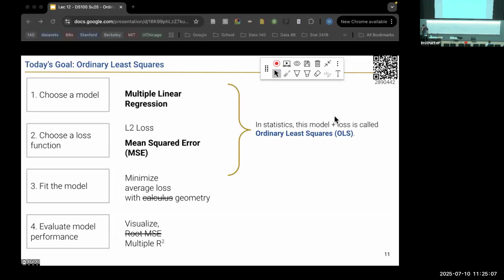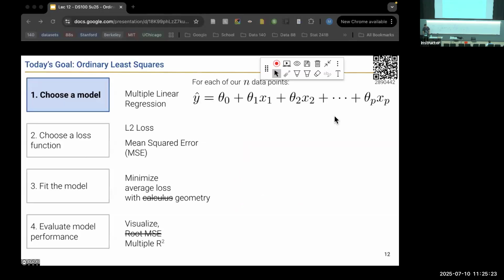So we'll first focus on the first two steps of the modeling process, and then we'll get to fitting the model. The reason we have to do a little bit of work is because I have a lot of features. So in this general model, where I have P features, I'm going to have P plus 1 thetas to find.